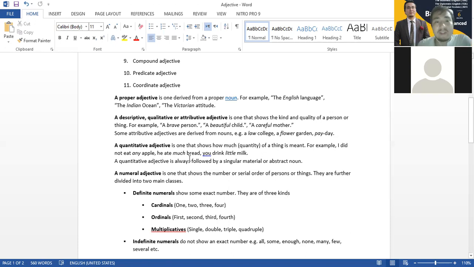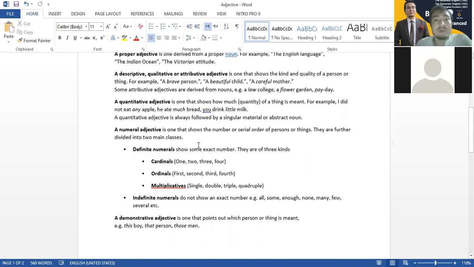Now, quantitative adjective, we have discussed the quantitative adjective. It shows the number, the amount, the figure. Allah is one. Now, one is what? This is the quantitative adjective. So, do you need any apple? Any is what? That's quantitative adjective. Much, little, few, a few. So, these are what? Quantitative adjectives.